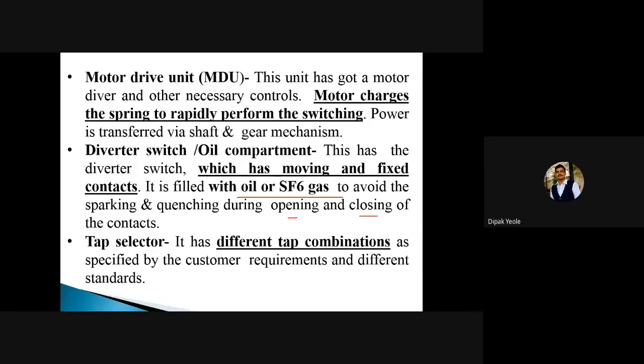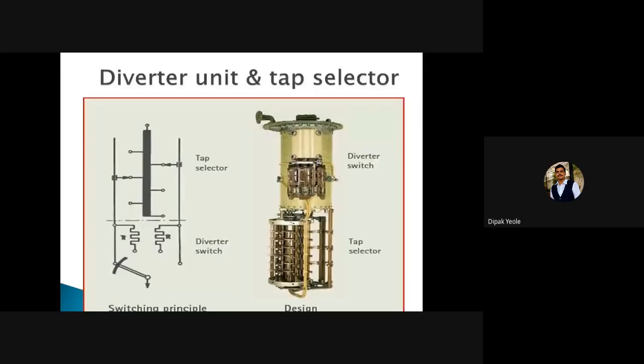The tap selector has the different tap combinations as specified by the customer requirements and different standards. These tap selectors are made according to the customer's requirement, or the voltage the customer wants to control, but only within a range of 5 to 20% and based on the standards available. Yes, so this is called as the on-load tap changer.